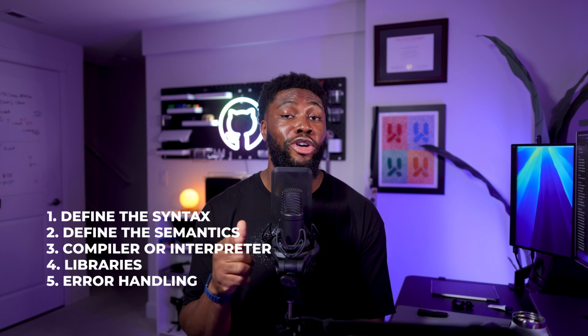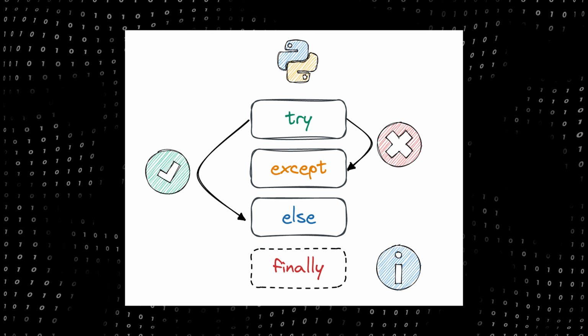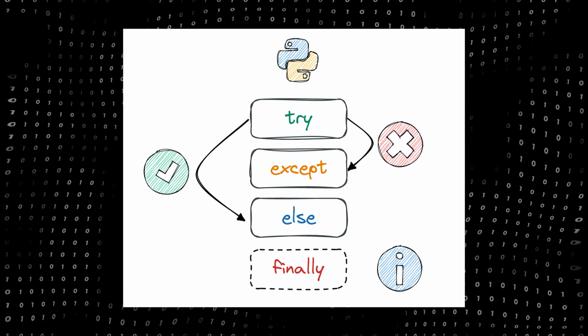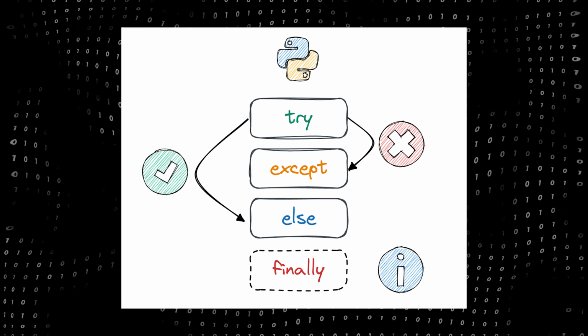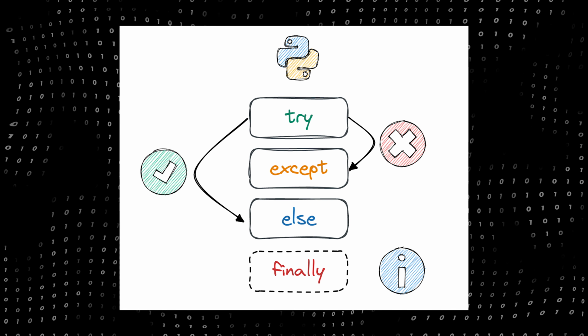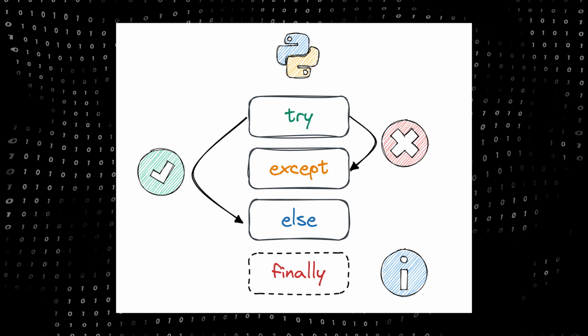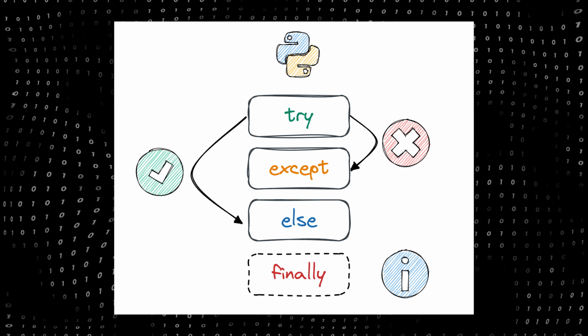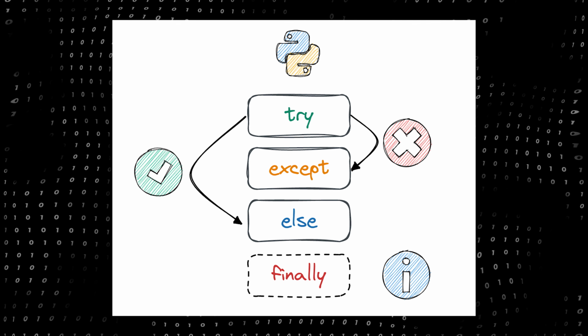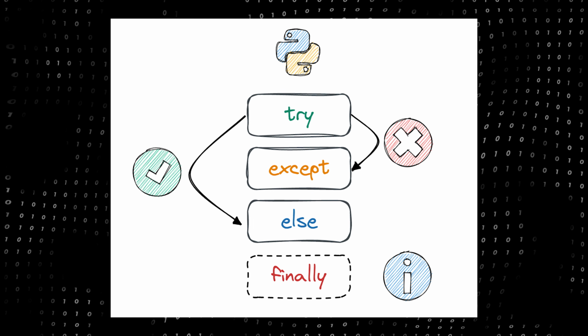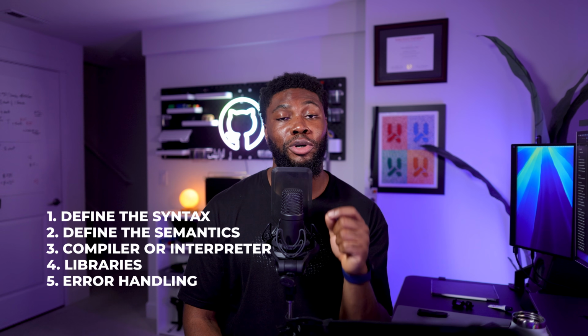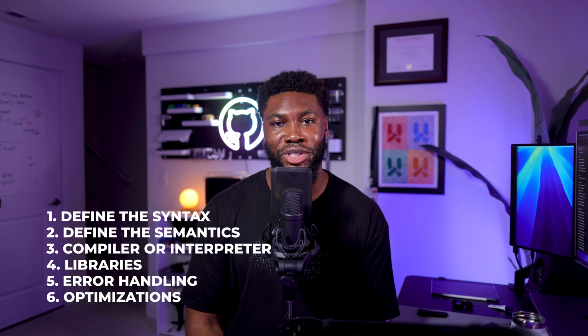You also need some error handling. When developers make mistakes, they need clear error messages that help them debug their code. Designing how your language handles errors and warnings is critical to the user's experience. Some languages are more forgiving than others. Python, for instance, throws exceptions that are relatively easy to catch, while languages like C just crash if you're not careful with memory management. Last but not least, you'll need to do some optimizations.